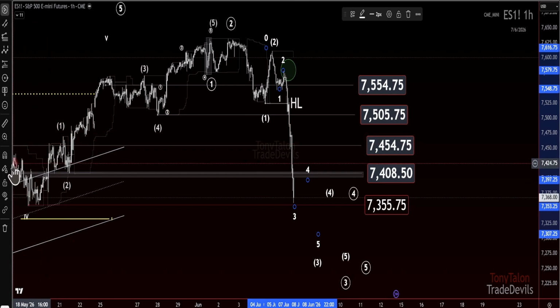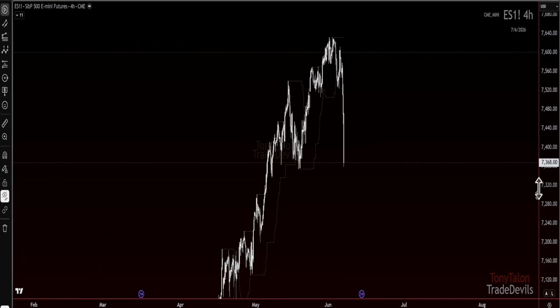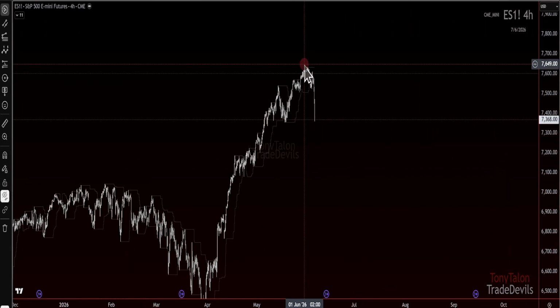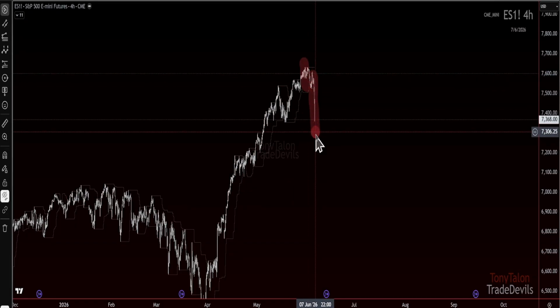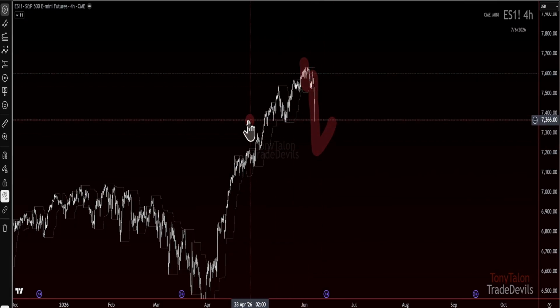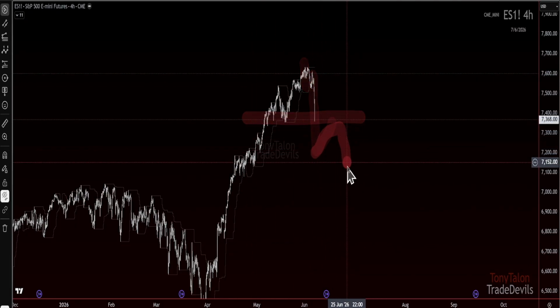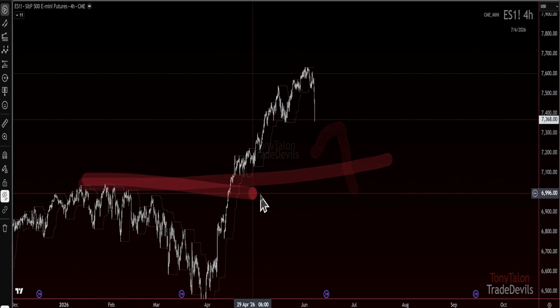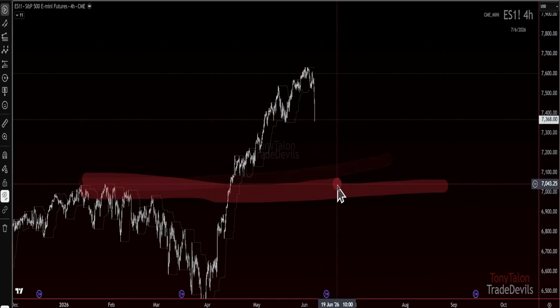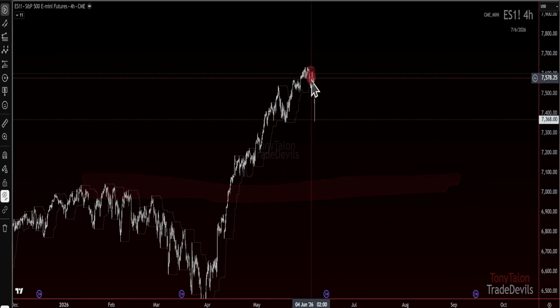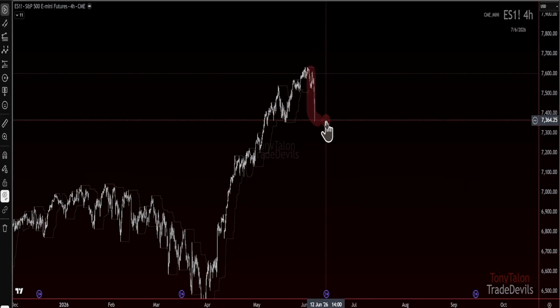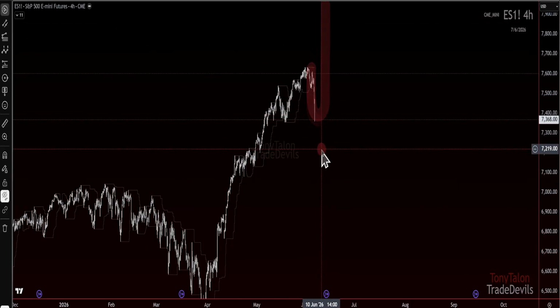Zooming back out, we're going to turn all of our drawings off. This is what I meant by the larger correction. So we would complete this impulsive move down, come back up, find this as resistance, and move down for a potential for an even deeper retrace down to the downside here. But again, all the AI bros and everybody could still be bullish and looking to buy the dip here, and we could end up just moving back up.